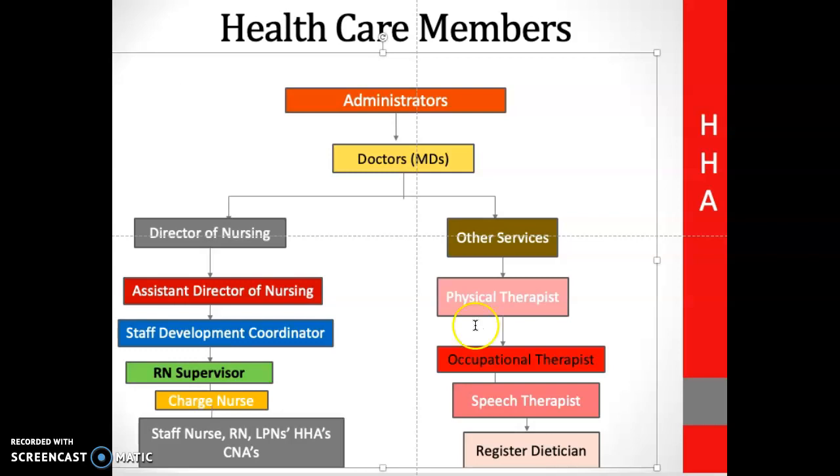They will do an evaluation on the patient, and based on that clinical evaluation, they will come up with a plan of care stating that a patient requires a one assist or a two assist, or that the patient needs a mechanical Hoyer lift to get them out of bed. So that's the main function of a physical therapist.